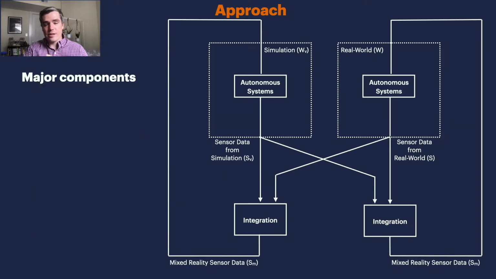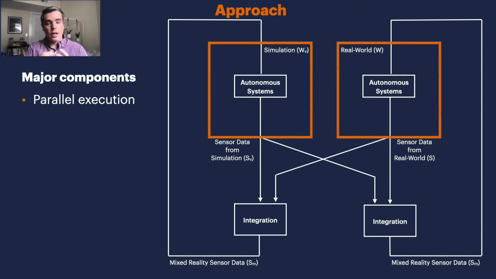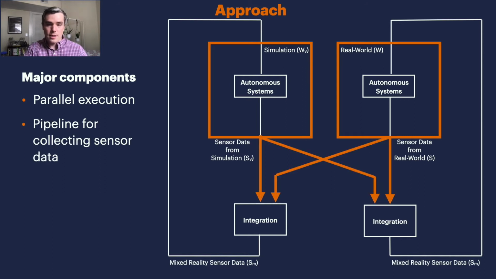So let's take a look at how we designed our system and how we overcame these challenges. Here you can see our approach, which is broken up into three major components. First, we have parallel execution, where we execute multiple instances of the autonomous system in parallel with at least one in simulation and one in the real world. Then we have a pipeline for the collection and distribution of sensor data that allows us to read and pipe the sensor data from both systems into our integration mechanisms. And then finally, we have the integration mechanisms that combine the data from the different pipelines and feed it back into the original system. So let's take a look at each of these in more detail.